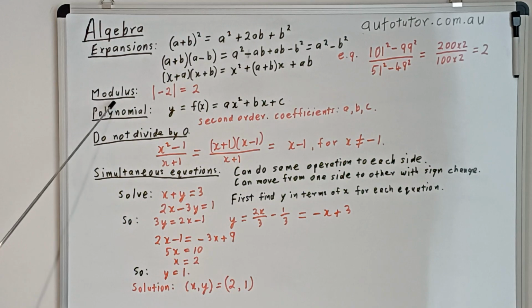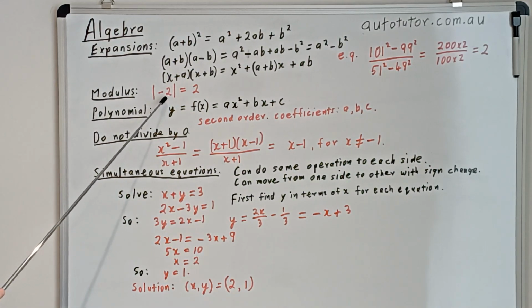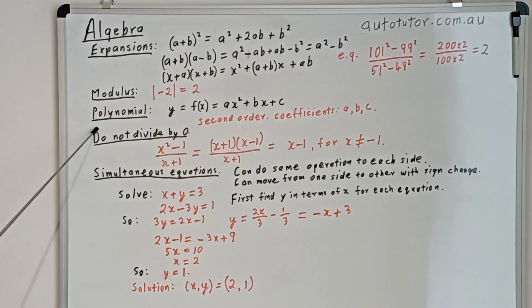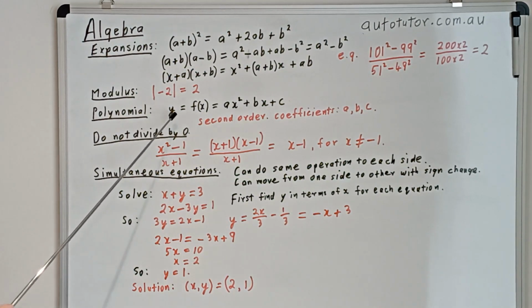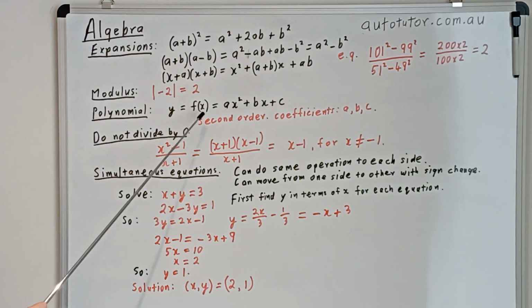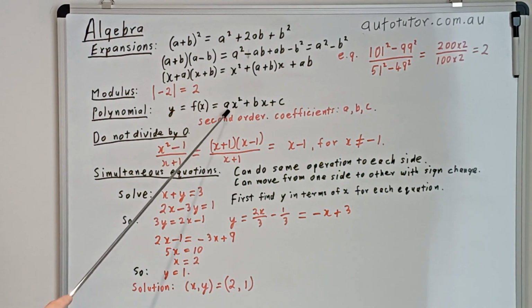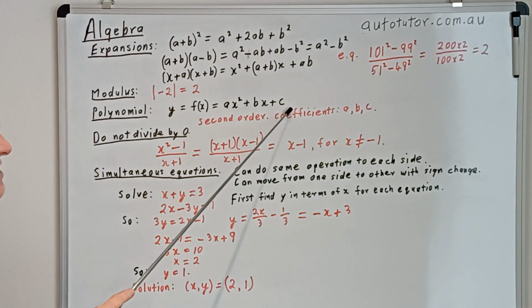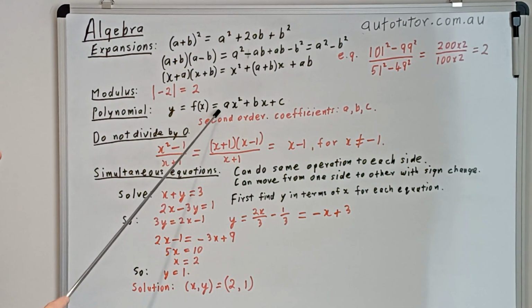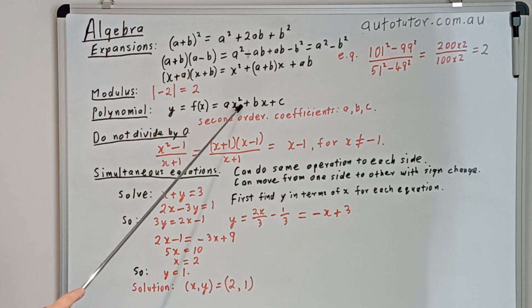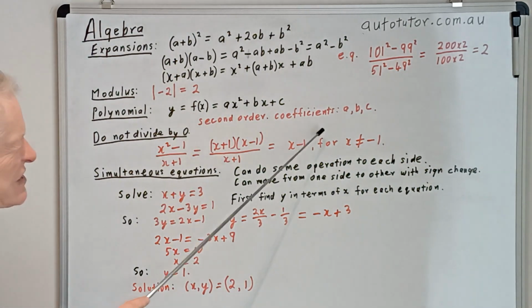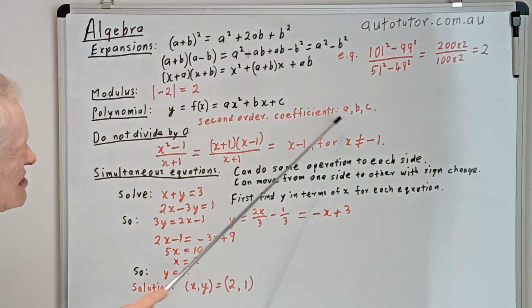Moving on to the modulus. The meaning of the modulus signs here is just to take away the sign. So the modulus of minus 2 is 2. An example polynomial can be expressed as y equals f of x, which means function of x, or calculated by a formula using x. In this case, ax squared plus bx plus c, where the polynomial is of second order because of the power of 2, and the coefficients or constant terms are a, b and c.